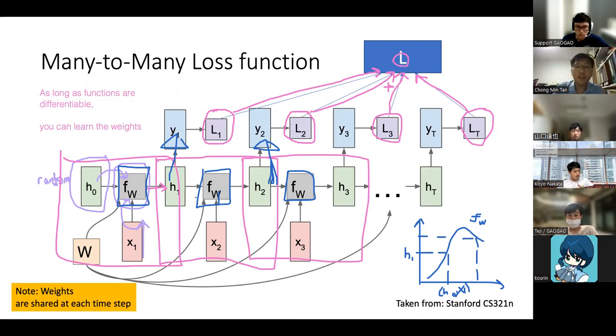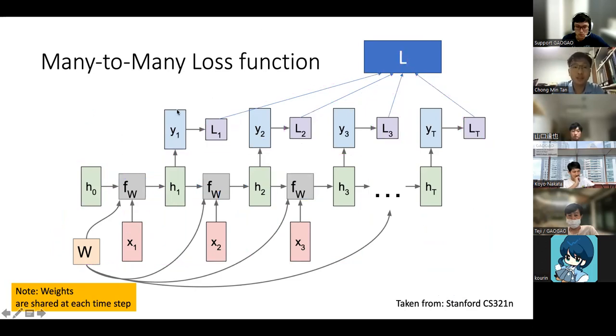Okay, I hope you all understand this, because I'm not too sure whether my pacing is a bit too fast. But yeah, this is the rolled out view of a recurrent neural network.